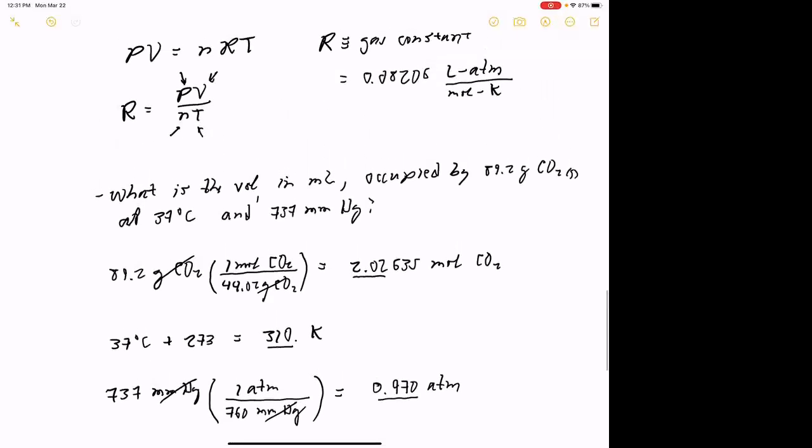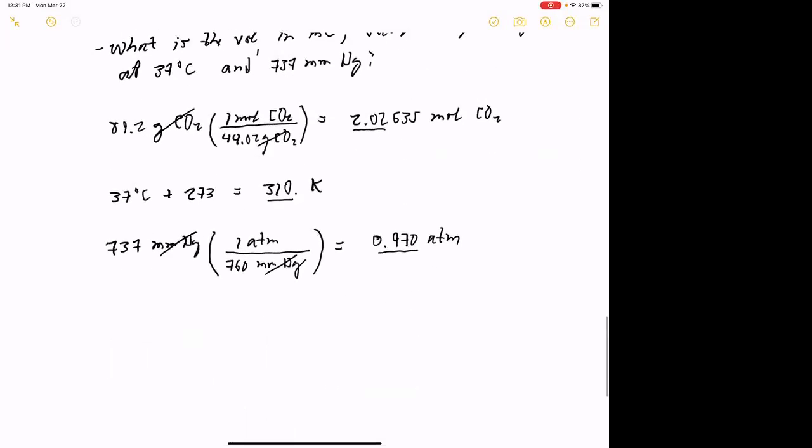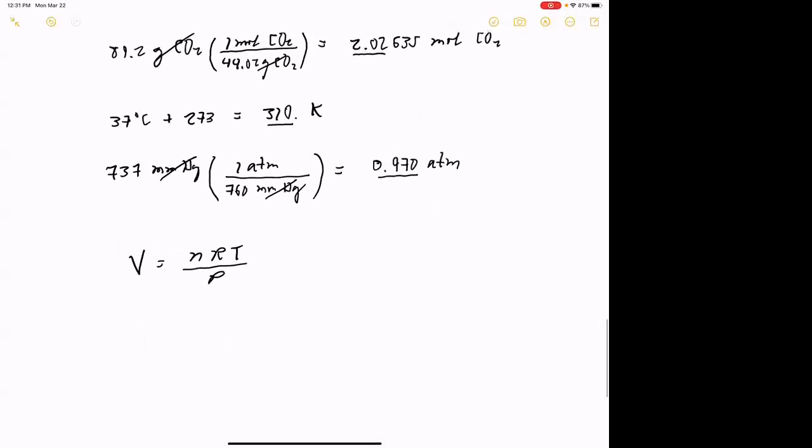So we need volume, right? That's what I'm asked for. So I'm just going to solve the ideal gas equation for volume. So volume is going to equal N times R times T divided by P. And now I'm just going to stick everything in there.